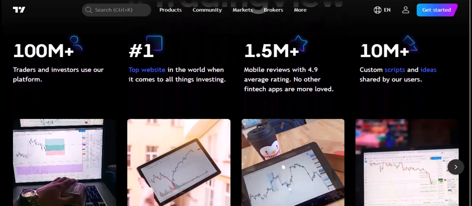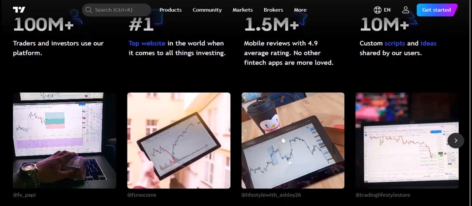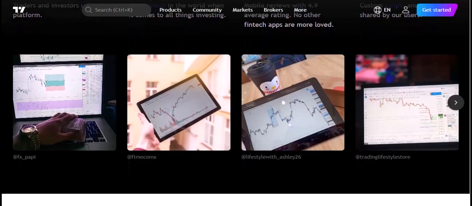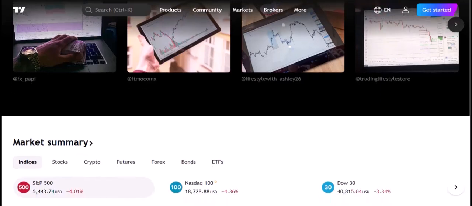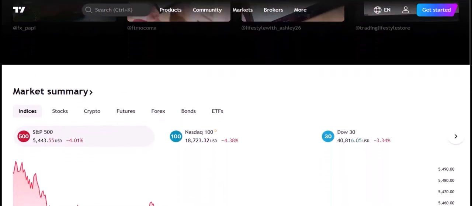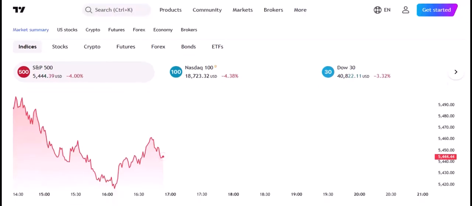The free plan typically restricts the number of indicators you can apply to a single chart simultaneously. You might also encounter limitations on the number of saved chart layouts or the frequency of data updates, although these are generally quite reasonable for casual users. Furthermore, advanced features like priority customer support, ad-free experience, and more intricate data feeds are reserved for their paid subscription tiers.